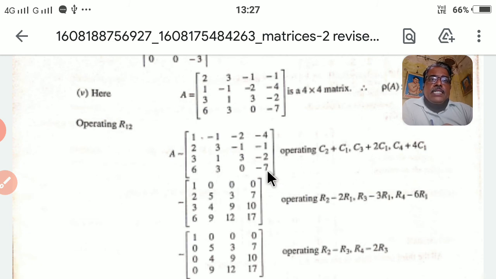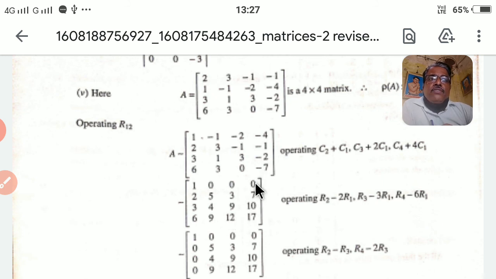Similarly, C3 can be written as C3 plus 2 C1. Multiply C1 by 2, then add it to C3. So 2 into 1 is 2, 2 minus 2 is 0, 2 into 2 is 4, 4 minus 1 is 3, 2 into 3 is 6, 6 plus 3 is 9, 2 into 6 is 12, 12 plus 0 is 12.